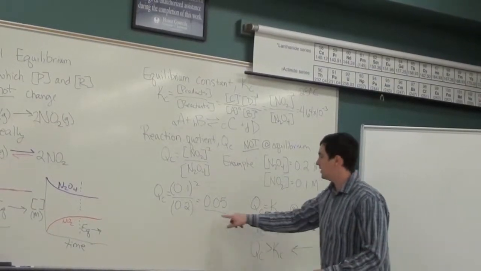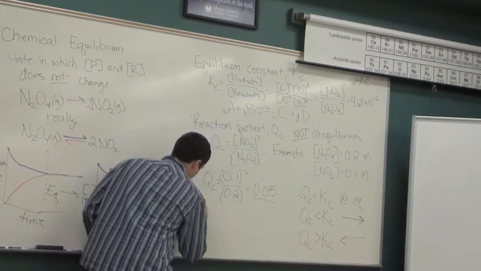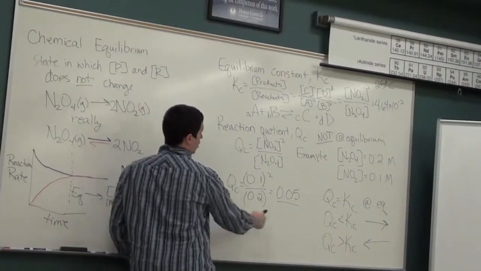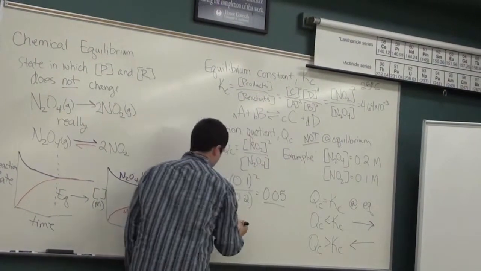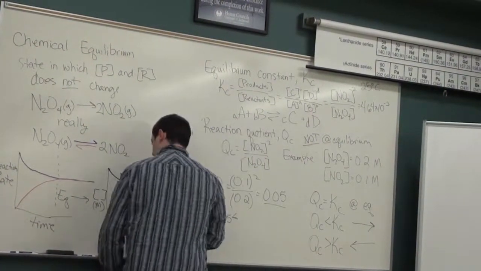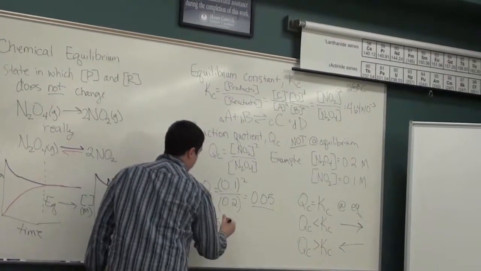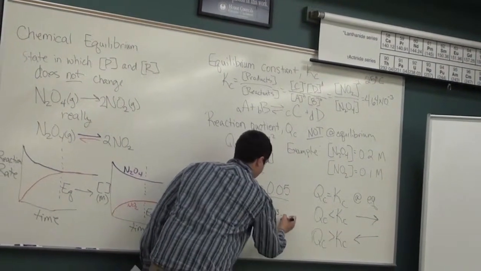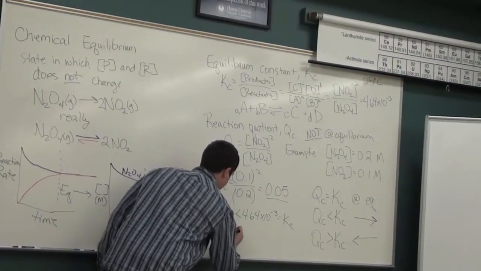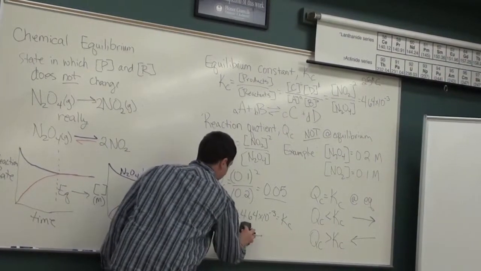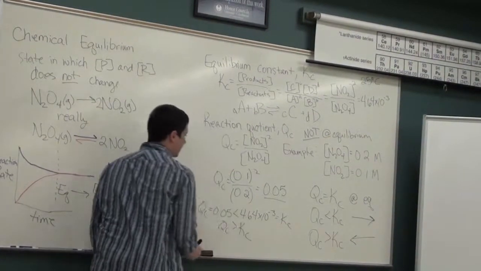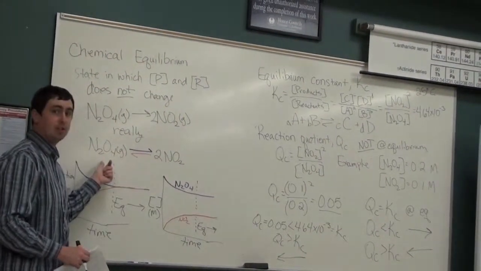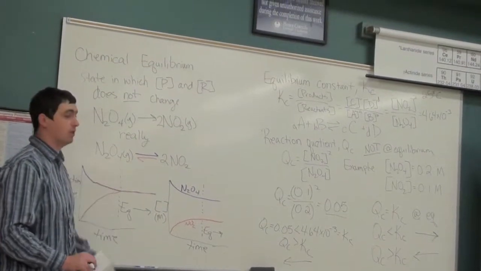So for this example, since Qc equals 0.05, which is greater than our value at equilibrium, which is 4.64 times 10 to the negative 3, that equals Kc. That means Qc is greater than Kc, and that means that our reaction will occur in the reverse direction. So we'll end up seeing NO2 get together to form dinitrogen tetroxide.